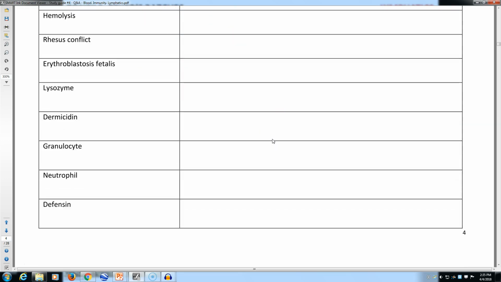Protective chemicals. Again, if I ask you which of the following is, know where they are found, okay? It's most important, where they are found. And these two are antibacterial proteins.